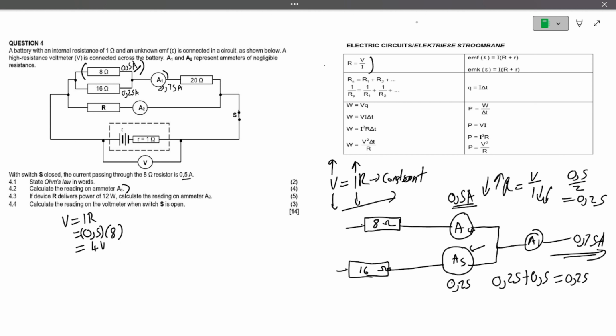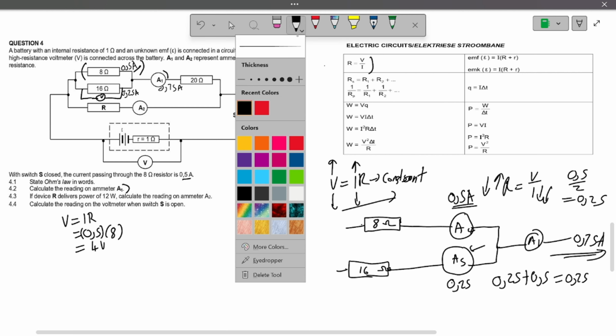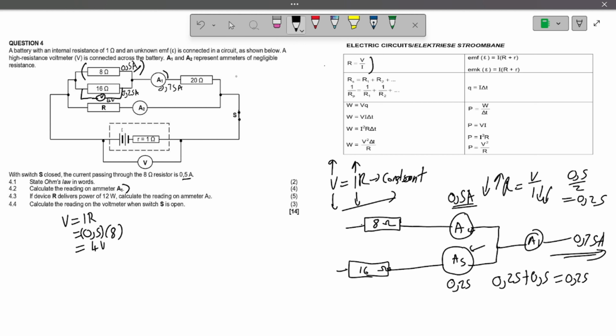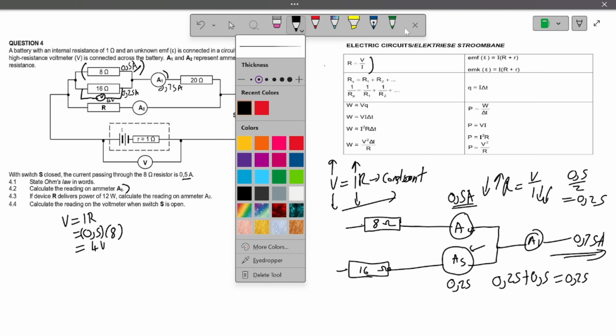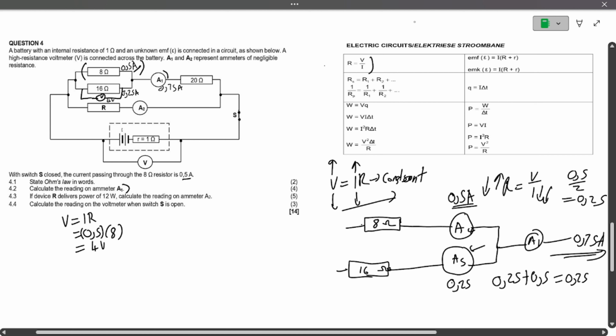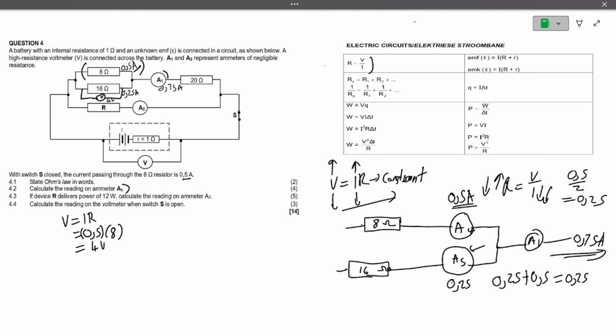So what does it mean? It means that here, if there was a voltmeter reading, it will also read, let me make a small stroke, 4 volts. If it was here, it will also read 4 volts. So that's why we are allowed to use it, according to this 16 ohm resistor.